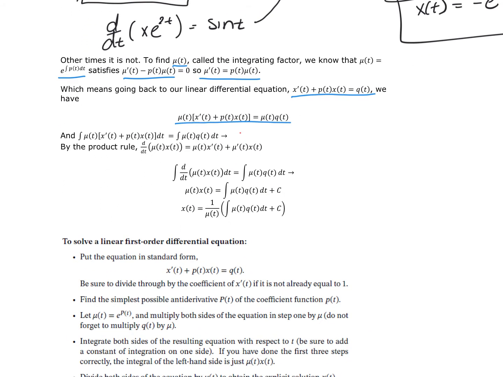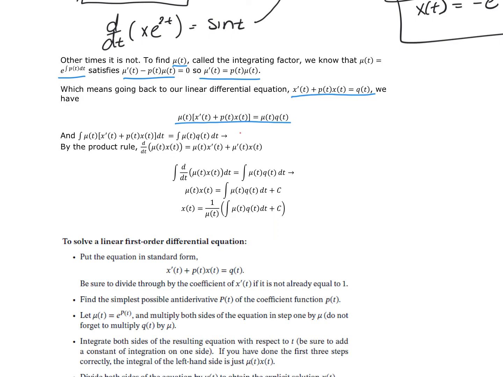which gives me, by the product rule, mu of t x prime of t plus mu prime of t x of t. Taking the integration of this side, which gives me this, and finally here's where I am. x of t is equal to 1 over mu of t, the integration of mu of t q of t dt, plus c.